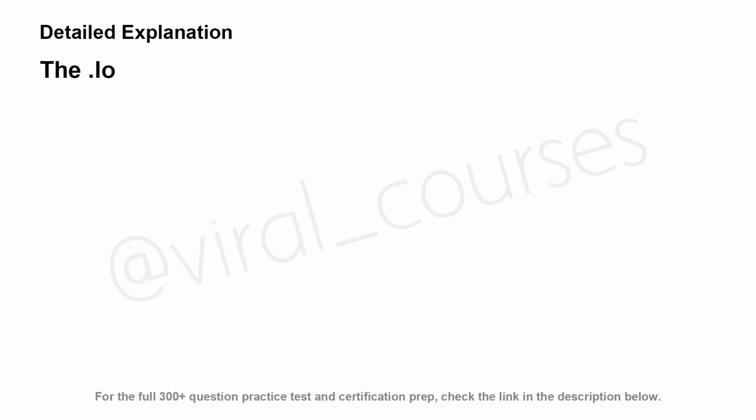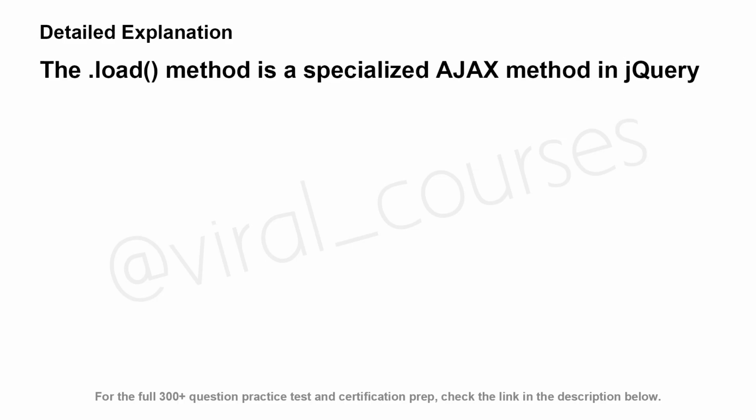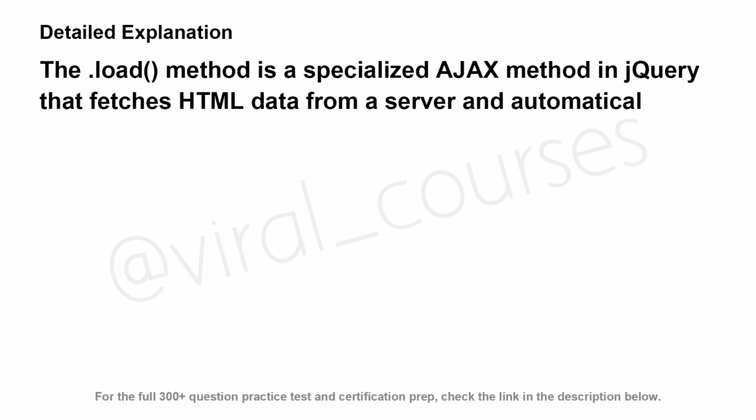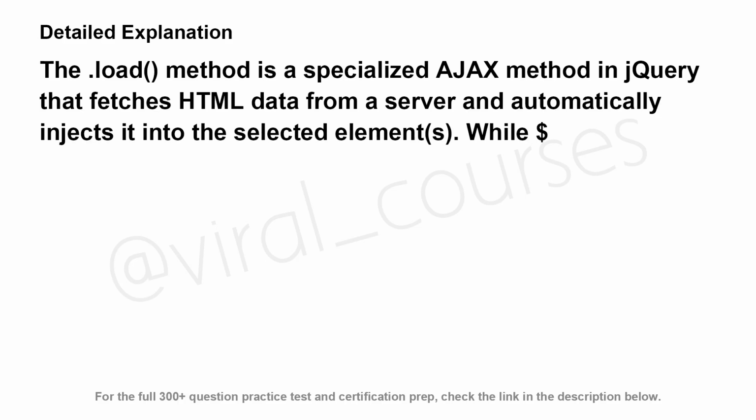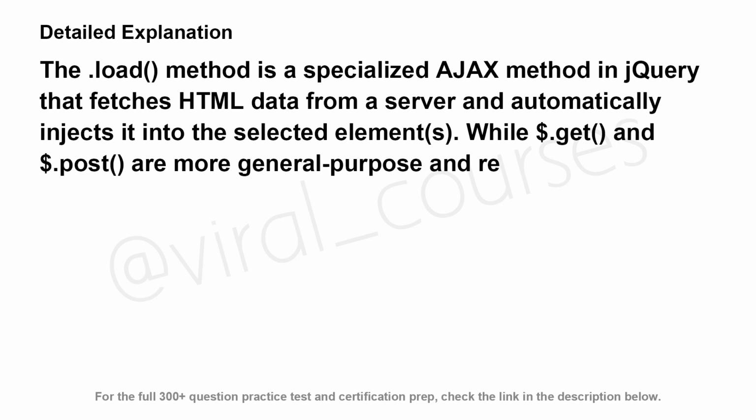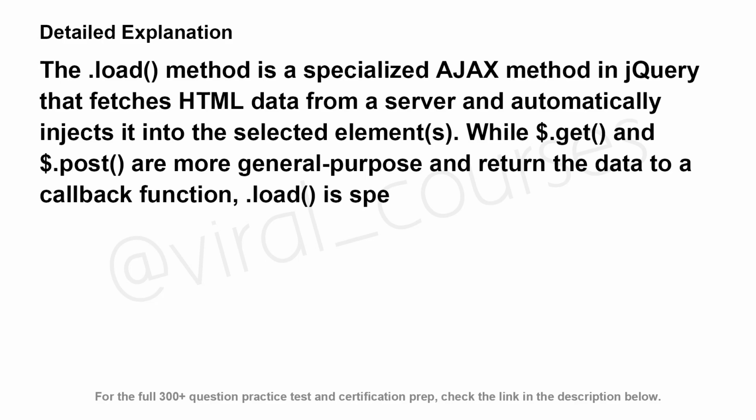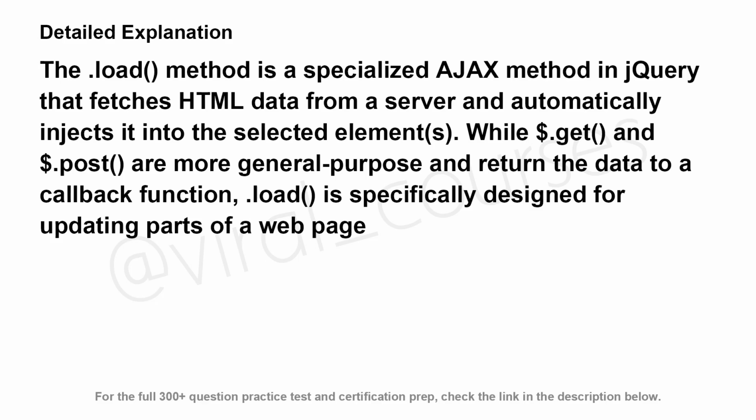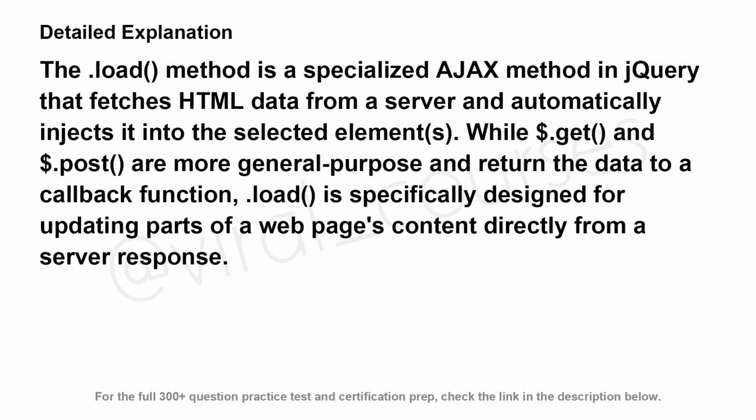The load method is a specialized AJAX method in jQuery that fetches HTML data from a server and automatically injects it into the selected element. While $.get and $.post are more general purpose and return the data to a callback function, load is specifically designed for updating parts of a web page's content directly from a server response.